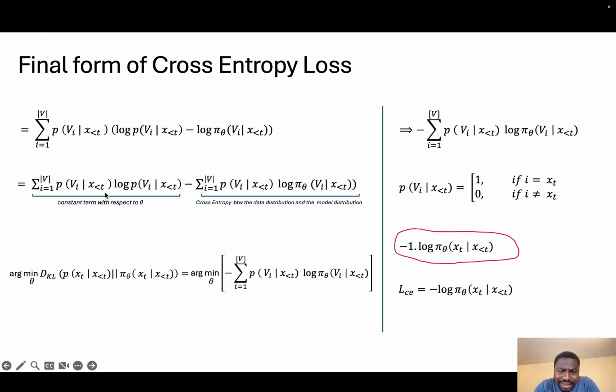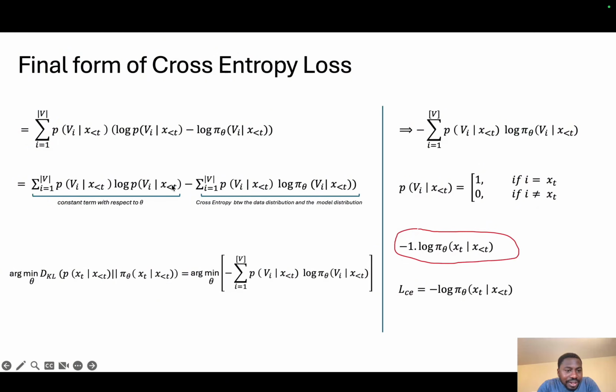Now, why is this a constant term? Because what we're optimizing is only on this side, which is theta, right? This is where the theta is, which is the parameters we are trying to find. If we find really great parameters, then we'll minimize it. So that basically means, because this part is constant because there's no theta here, minimizing this full equation, computing the argmin of that KL divergence, is basically exactly the same as minimizing just this part.